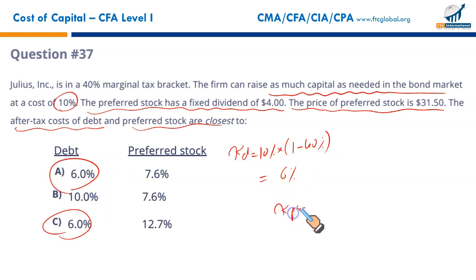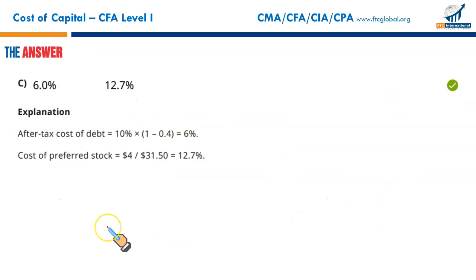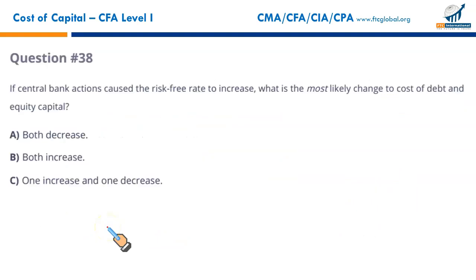Cost of preferred stock is equal to dividend, that's $4, upon the current market price. 4 by 31.5 is 12.69, and 12.69 means approximately 12.7. That makes C the correct option. Speed, gentlemen, speed and accuracy.